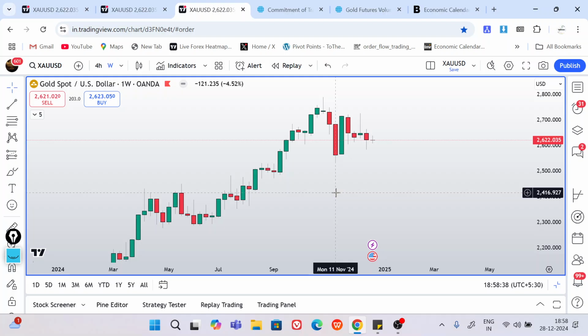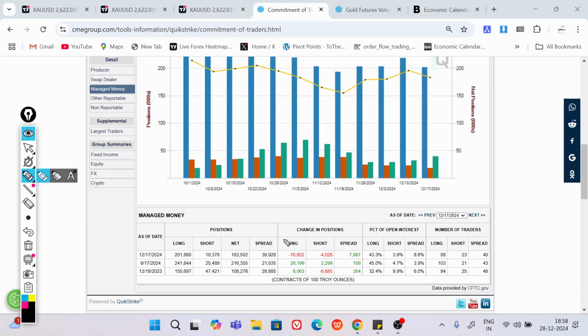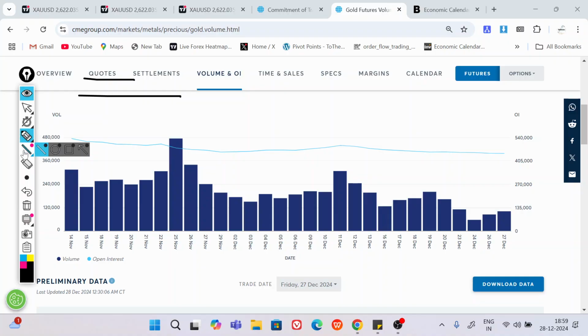Before going into the price action, as usual we would check the latest COT report, but this week we do not have the latest COT report. This is the old data and we already discussed it, so we are not going to repeat that. You can check the previous video for more detail on the previous COT report. But for this week we have the gold futures volume and open interest data. So let's start the video from this chart.